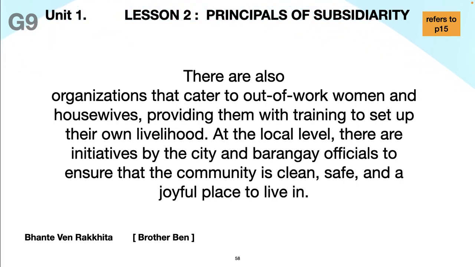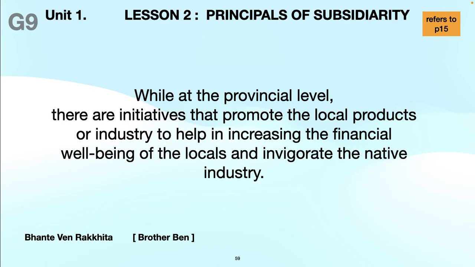Now we're on to page 15. There are also organizations that cater to out-of-work women and housewives, providing them with training to set up their own livelihood. At the local level, there are initiatives by the city and barangay officials to ensure that the community is clean, safe, and a joyful place to live in. While at the provincial level, there are initiatives that promote the local products or industry to help in increasing the financial well-being of the locals and invigorate the native industry.